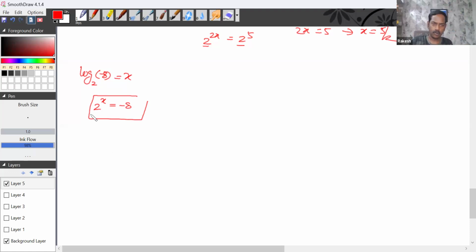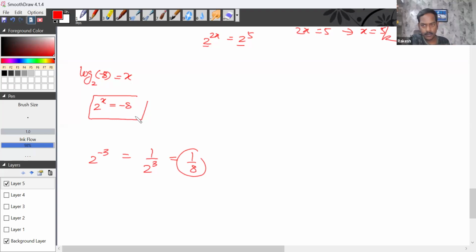Even if I take it positive, overall value will be positive. If I take it negative, for example, 2 to the power -3, this is not equal to -8. This is effectively 1 over 2 to the power 3, which will make it 1 by 8. Yes or no? So there is no possibility where I'll be getting some real value of x which will satisfy this equation. Never. It will never happen.